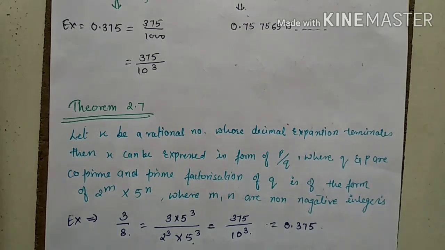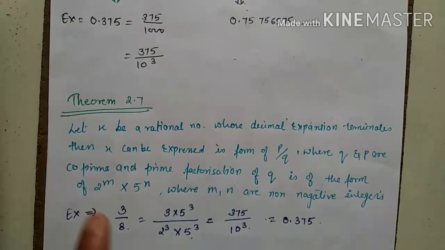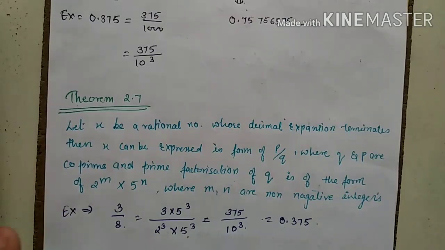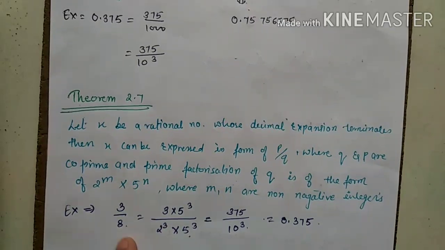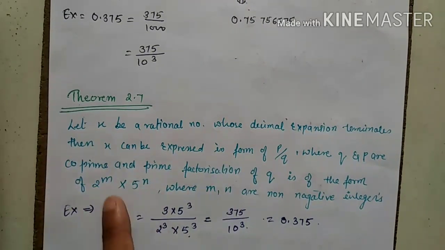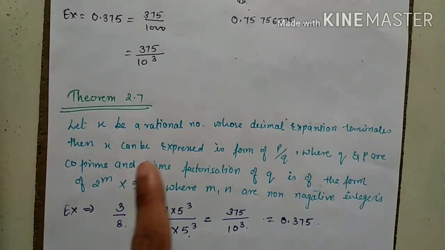I have taken one example to understand this theorem. 3 by 8. As you know, 3 by 8 is a rational number because it is in the form of p by q. Correct? I have written here. Now you can write this as 3 by 8. 8 is 2 cube. Correct? If I want to convert it into 2 power m and 5 power n, I am including it.